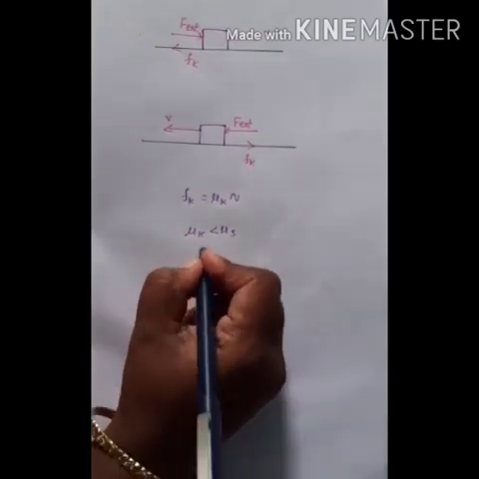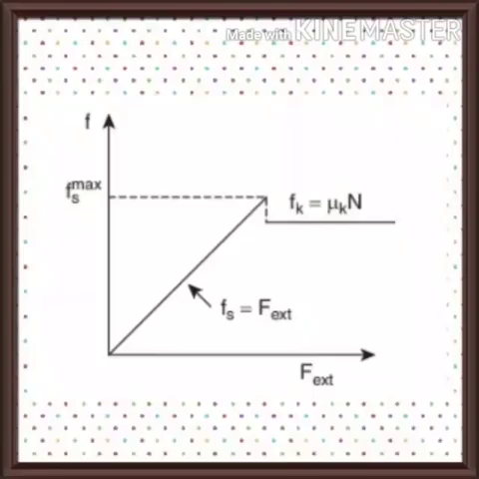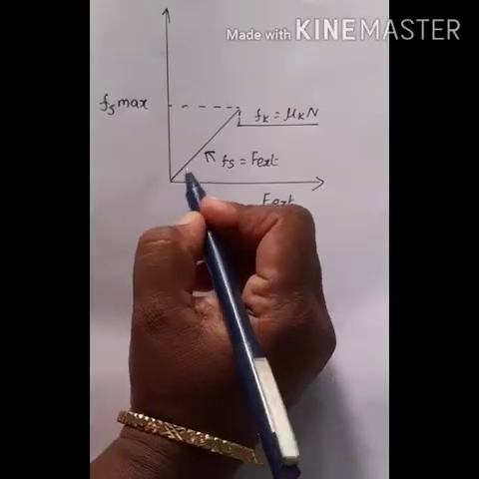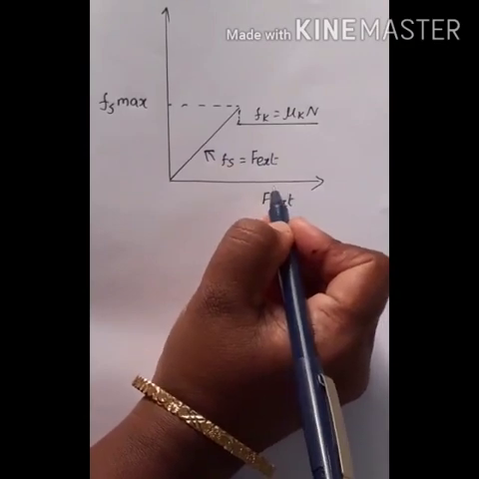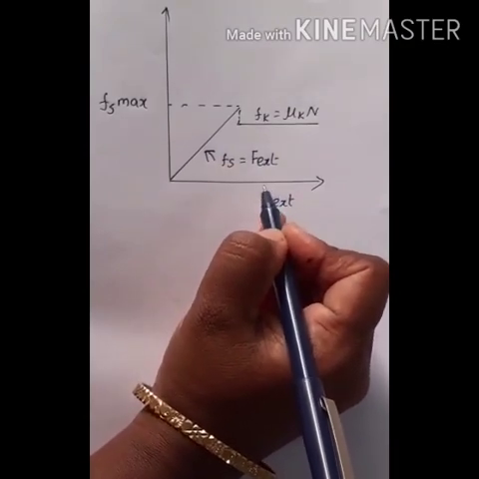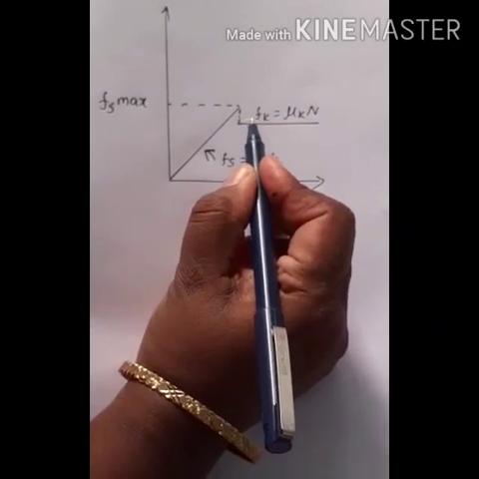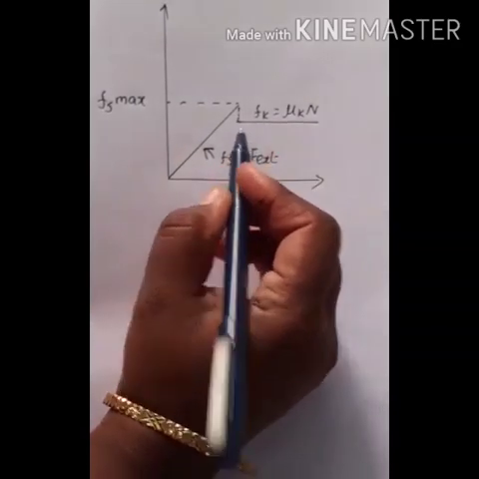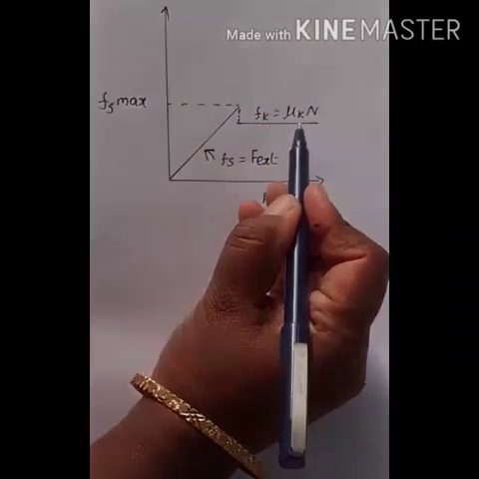It implies that the starting of a motion is more difficult than maintaining it. The graph shows the variation of both static and kinetic frictional force with external applied force. The graph shows that the static friction increases linearly with the applied force till it reaches the maximum. When the object begins to move, the kinetic friction is slightly less than the maximum static friction. The kinetic friction is constant and independent of applied force.